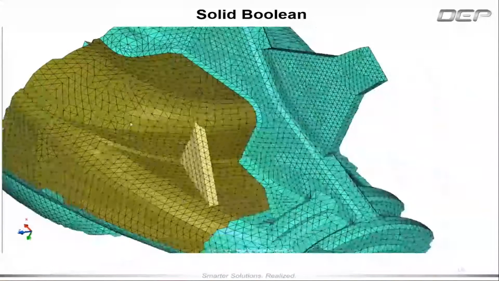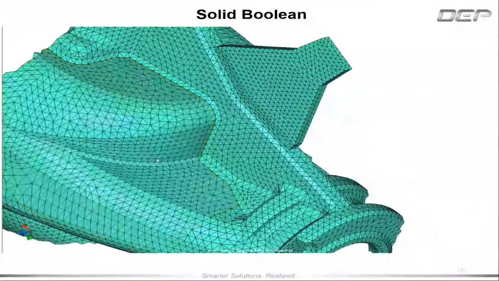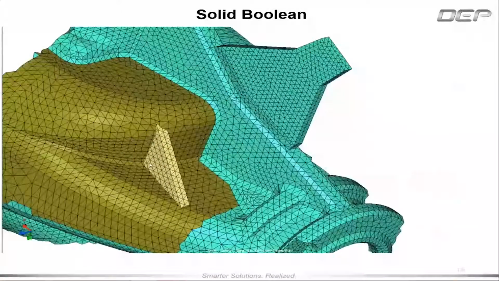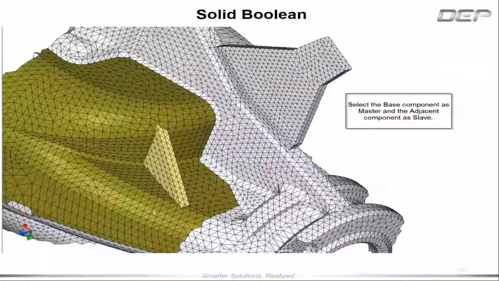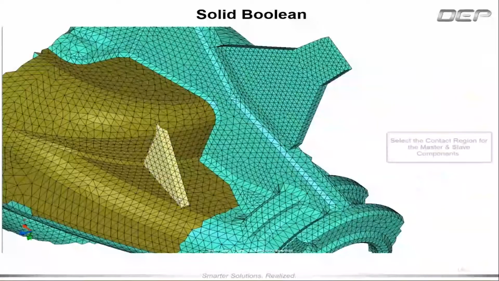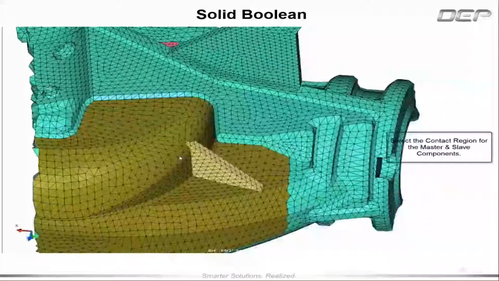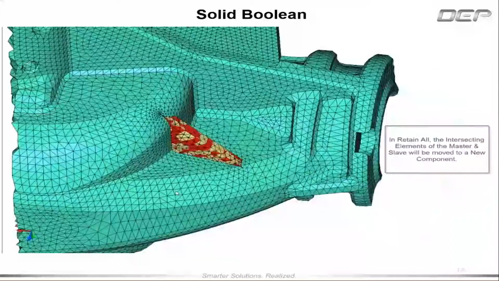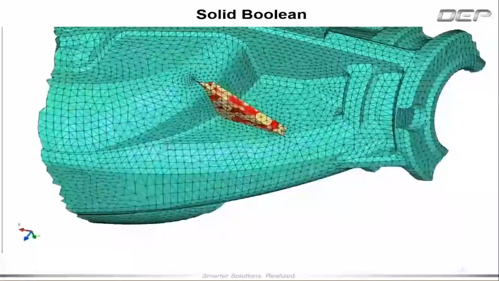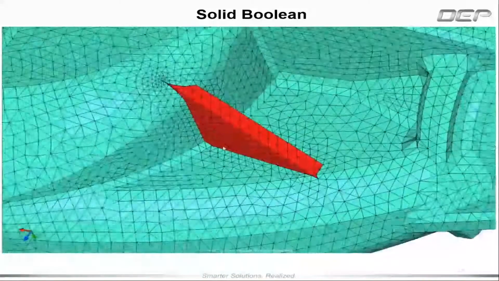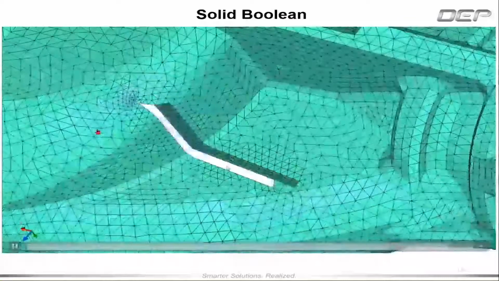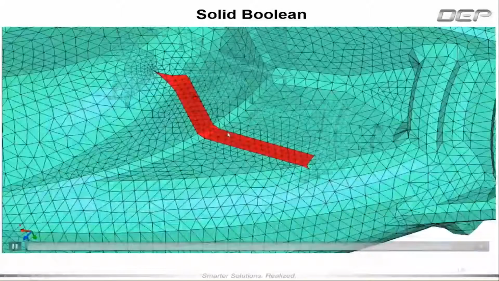So the next function will be to retain all the sets in different PIDs, where just say we have an intersecting component, a feature like a rib, where we just select the base, the master and the slave, and then we can quickly go ahead and do the solid Boolean function by retaining all the features. If you can see, it's retained all the features and also put them in different PIDs.